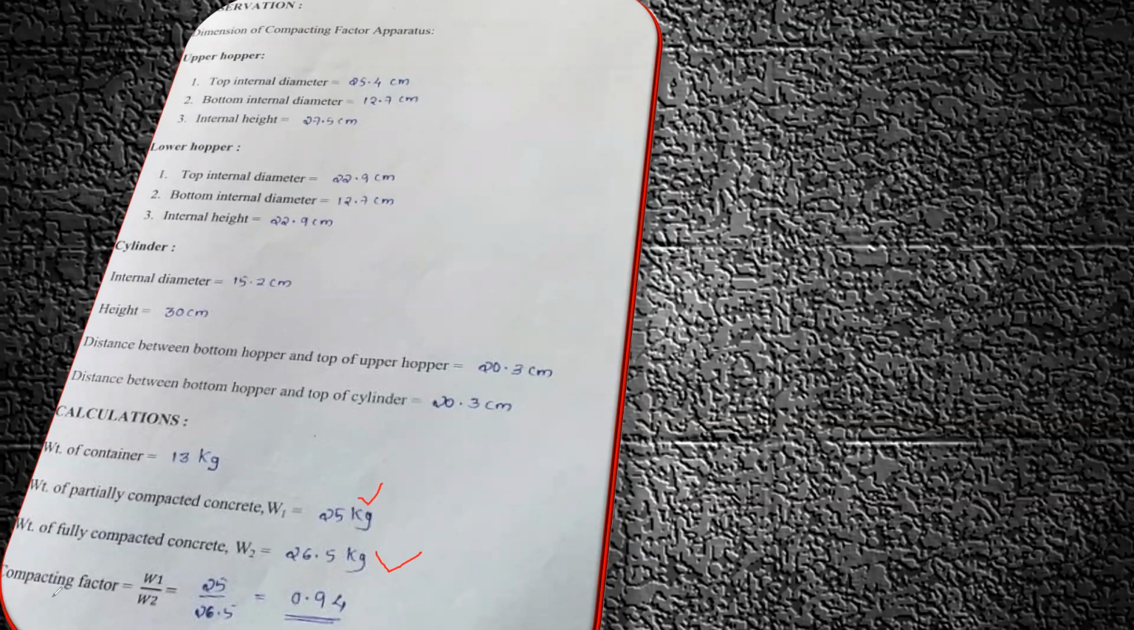Now coming to the compacting factor, it's very simple. W1 by W2, that means weight of partially compacted divided by fully compacted. 25 divided by 26.5 will give me 0.94. So this 0.94 is my compacting factor. Now what conclusion can I draw from this 0.94, we'll try to see that.